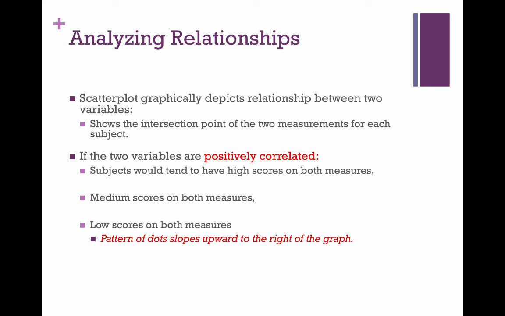When we're analyzing relationships, the scatter plot graphically depicts the relationships between the two variables. It shows the intersection point of the two measurements for each subject. If the two variables are positively correlated, the subjects will tend to have higher scores on both measures, medium scores on both measures, and low scores on both measures, and the pattern of the dots slopes upward to the right of the graph.